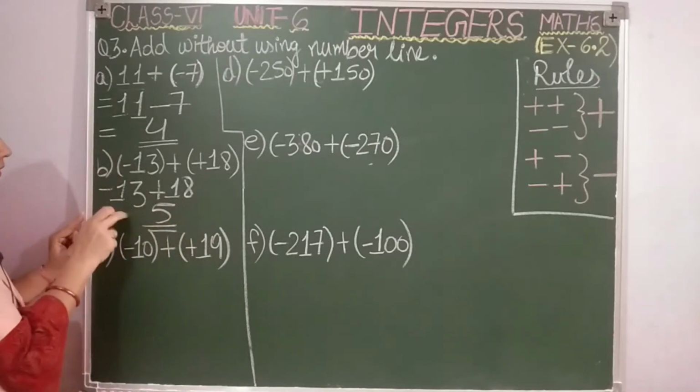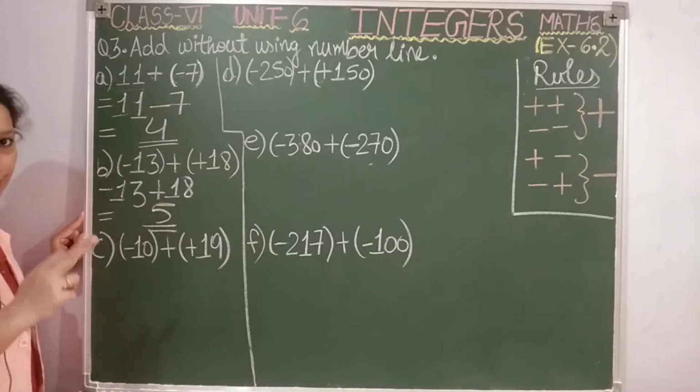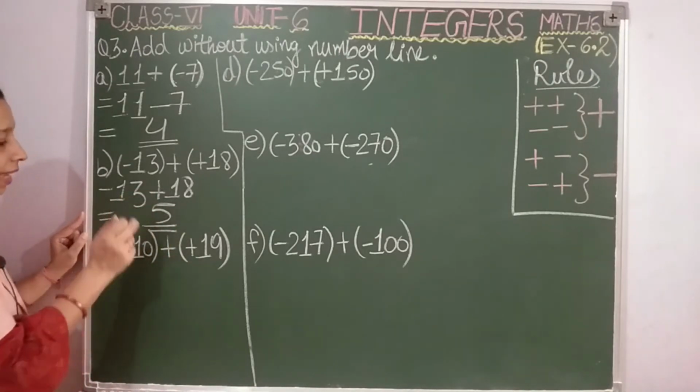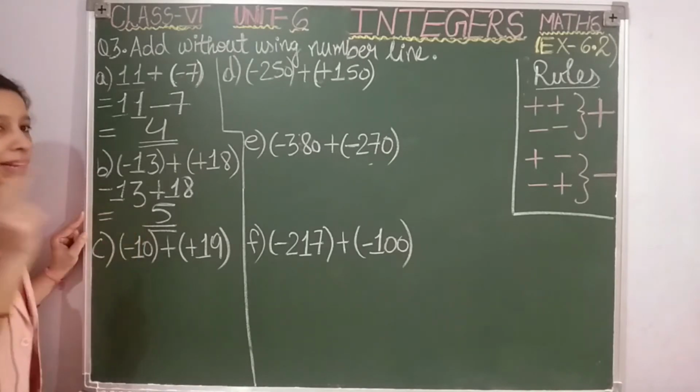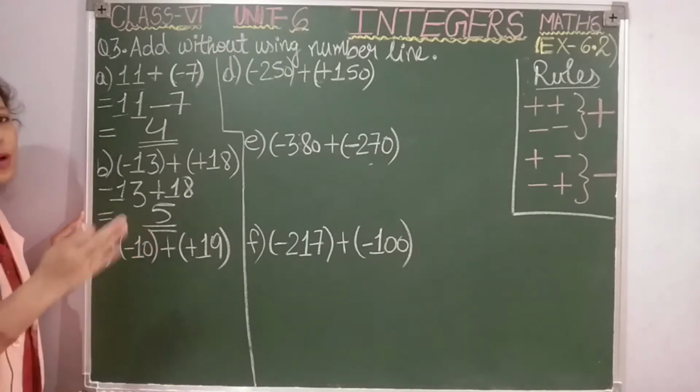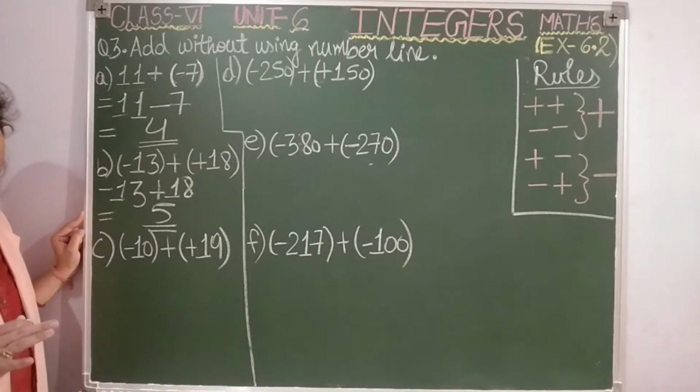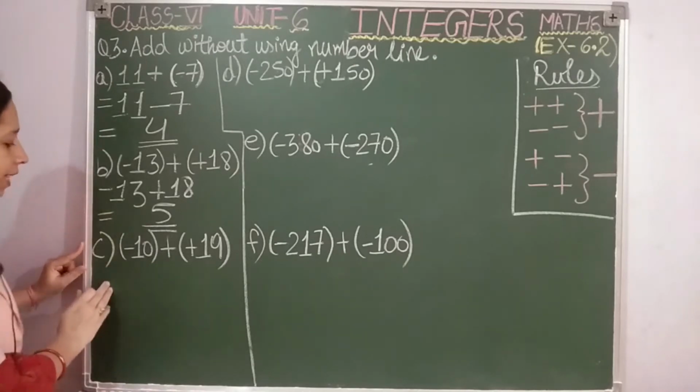Which number is greater? 13 is greater या 18 is greater? 18 is greater. 18 is written with positive sign. That means my 5 will also be written with positive sign, or it will be a positive integer. That's why I have written 5 here. Clear? Okay, point number C, students.